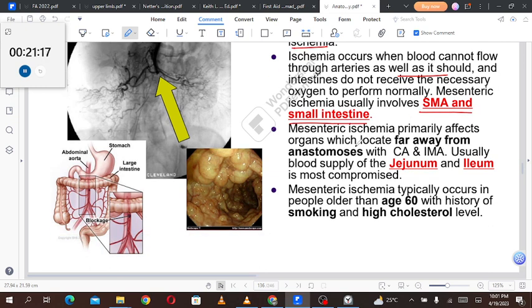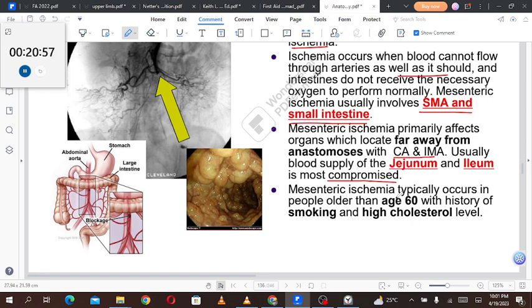Mesenteric ischemia primarily affects the organs which are located far away from the anastomosis, with the celiac artery and inferior mesenteric artery. Usually the blood supply of the jejunum and ileum is most compromised because these two are highly functional organs.